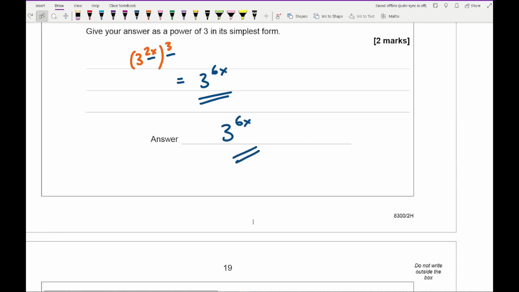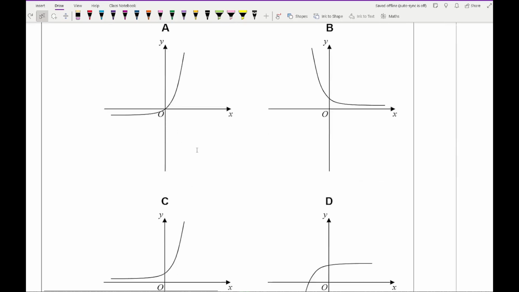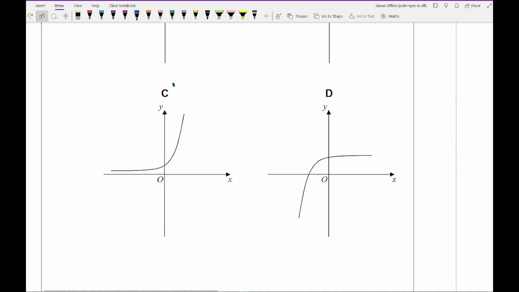And there we go. Moving on to question 20d, it says one of these graphs is a sketch of y equals 3 to the power of 2x. Which one is it? And the correct one we want to circle is C.